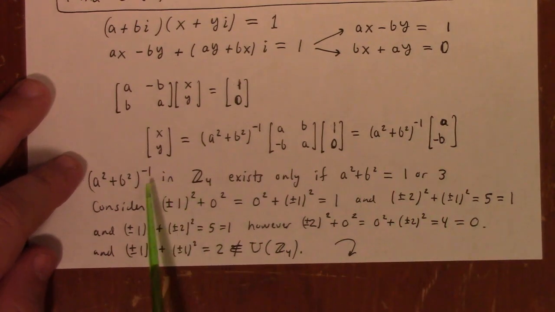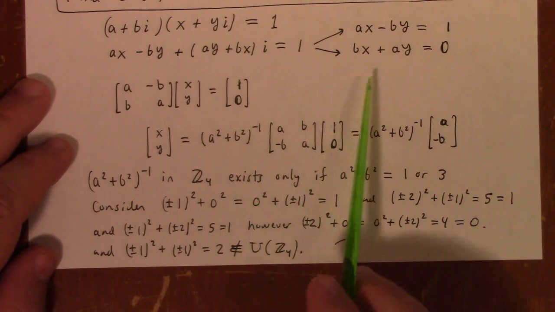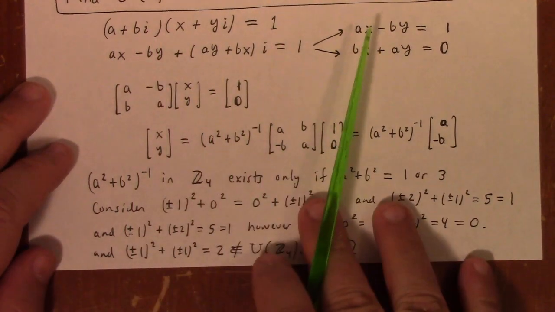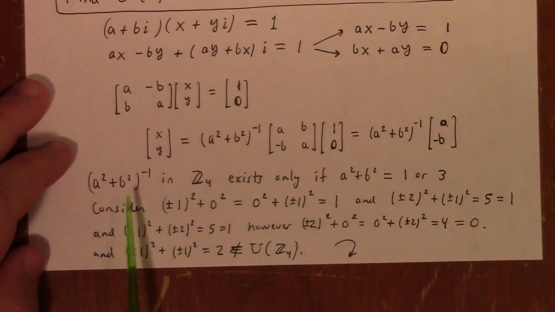So anyway, we find that the inverse exists in Z4 if and only if the inverse of a squared plus b squared exists in Z4. So when is this invertible? Well, in Z4, the units are 1 and 3. 0 and 2 are not invertible, because 2 times 2 is 0, which means 2 can't have an inverse. Zero divisors are not units. Units are not zero divisors. Those are disjoint categories. So the question is, does a squared plus b squared equal 1 or 3?